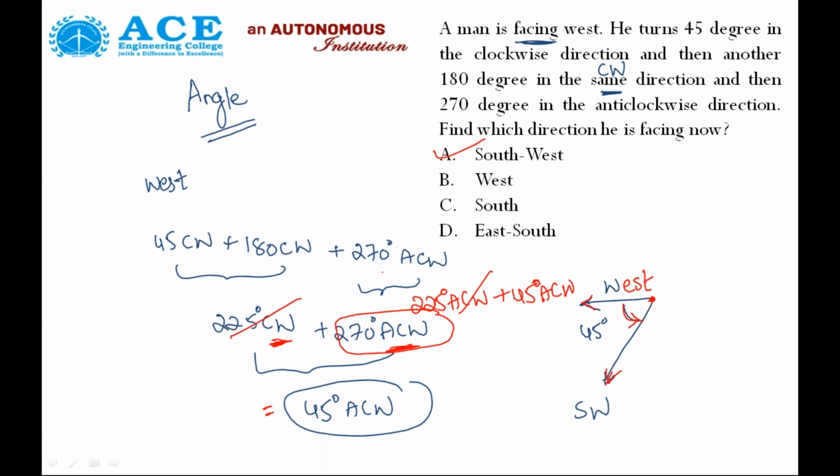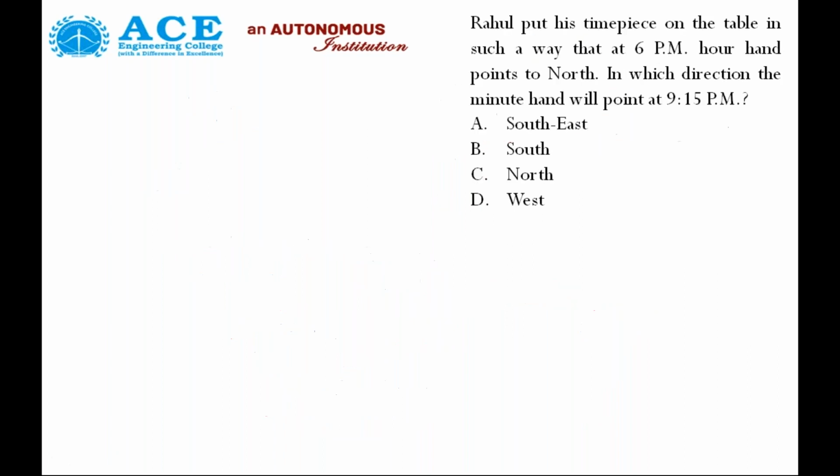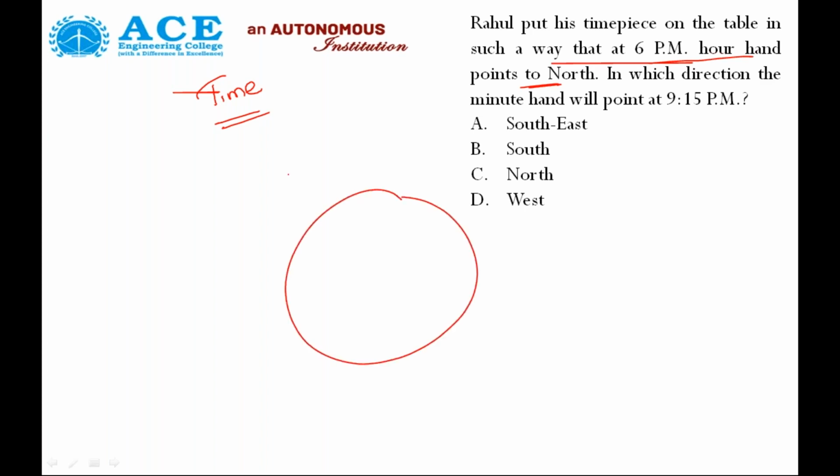This is related to angle. Four models we have to discuss. Angle completed. Next is related to timing. Now see this question related to timing. Say Rahul put his timepiece on the table in such a way that at 6 p.m. the hour hand is showing north. So by the time 6 p.m., our hand is showing north. This is north.